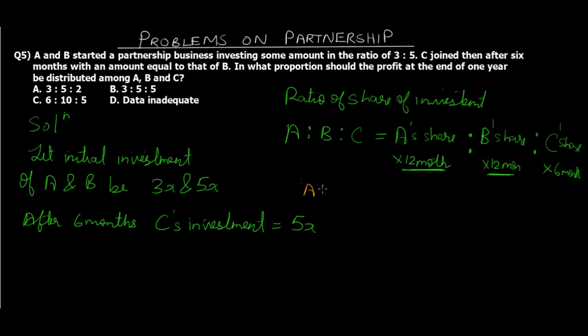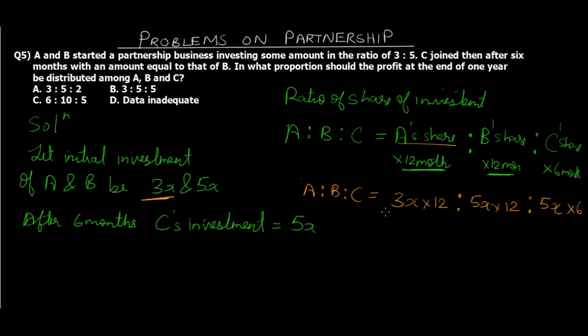So what we get is A is to B is to C is equal to, we know A's share is 3x, which we just assumed over here. 3x into 12 is the time duration in months, so we are assuming it in months, is to 5x, which is B's share, into 12 is to 5x, which is the amount invested by C, but this duration is 6 months. So this is the only difference.